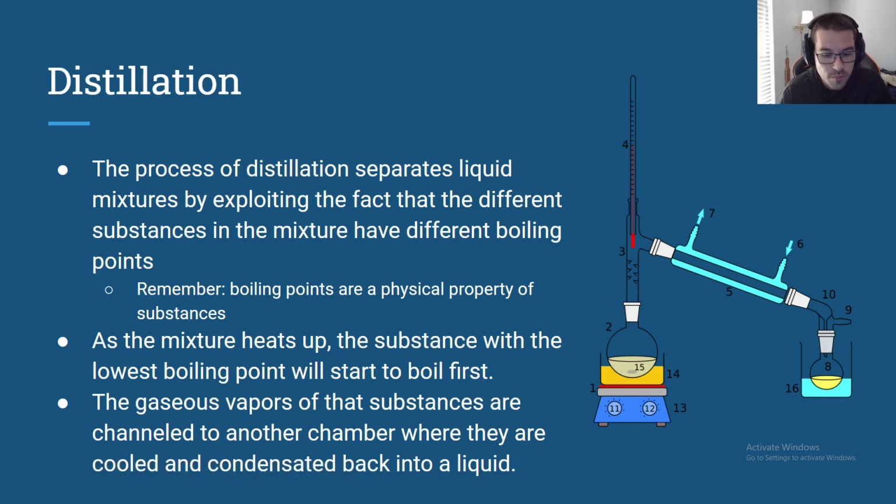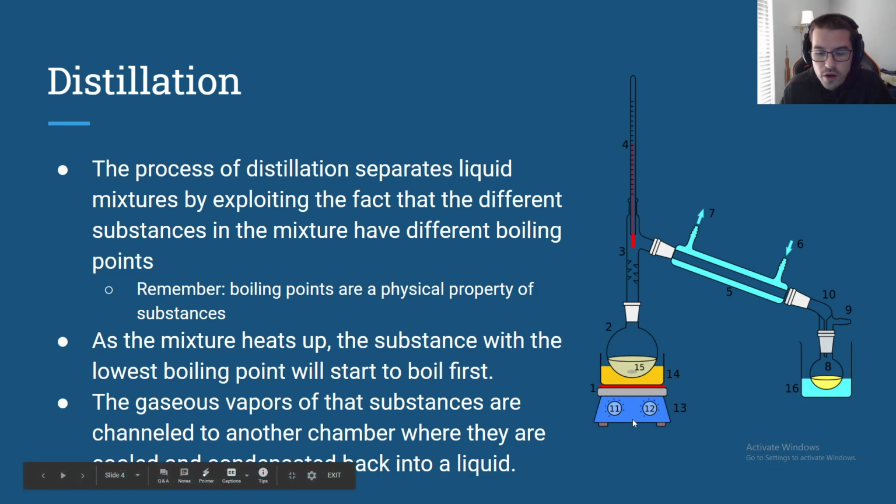The gaseous vapors of that substance are channeled to another chamber where they are cooled and condensed back into a liquid. So this right here is an example of a distillation setup that you might have in a lab or even in a classroom. What's going on here is the mixture is inside of this flask right here. Number 15 represents the initial mixture to be separated. Okay, you heat it up.